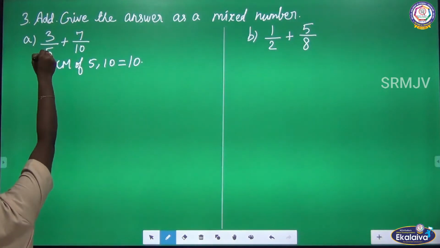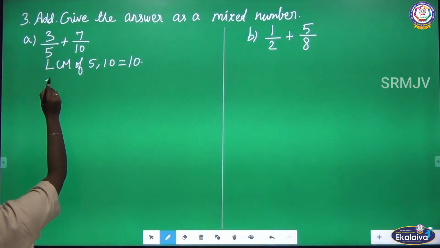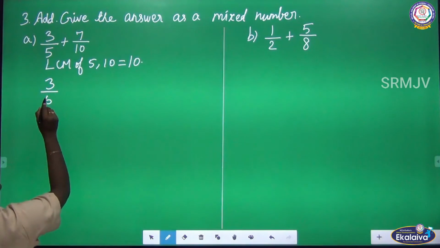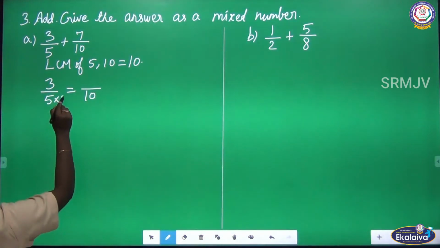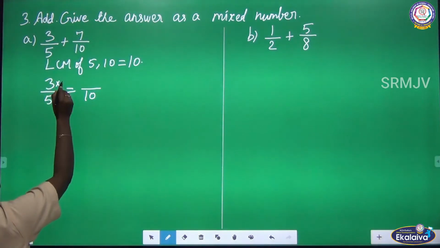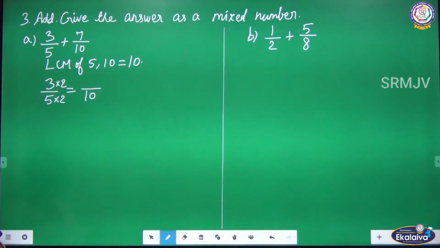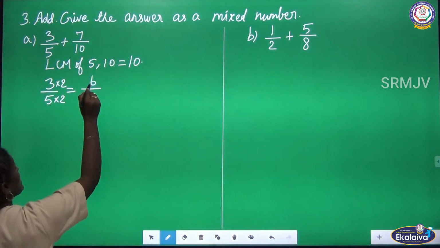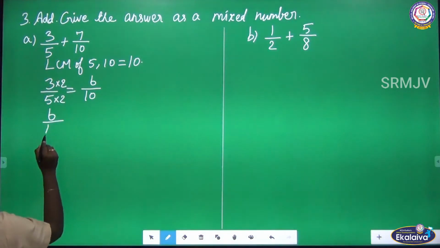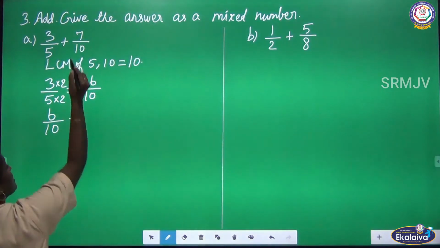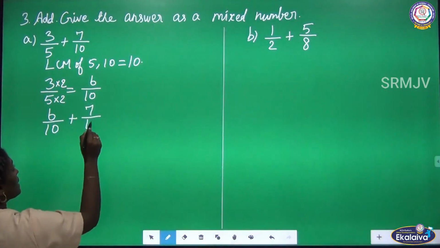So we have to convert the first fraction with the denominator 10. Here in the 5 table when you will get 10, 5 2s are 10. So we have to multiply the numerator by the same number 2. 3 2s are 6, that is 6 by 10. Now we have to add. The first fraction is 6 by 10 plus the second fraction is 7 by 10.